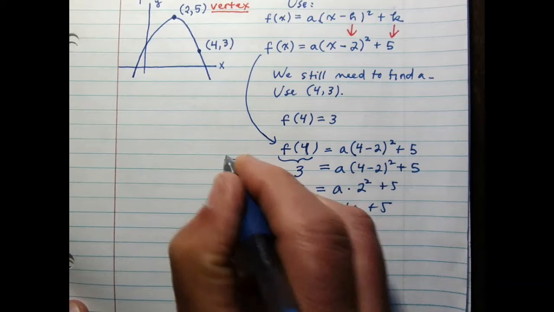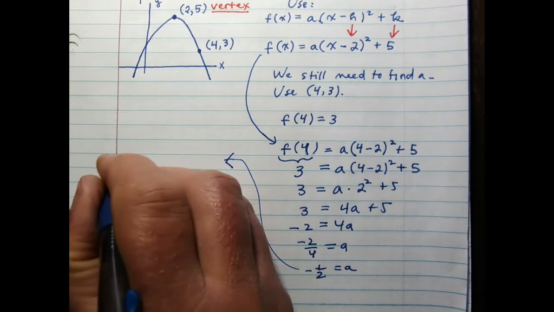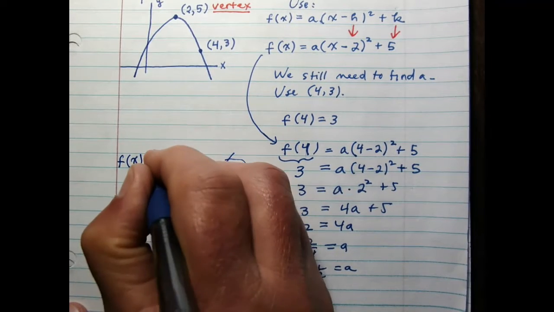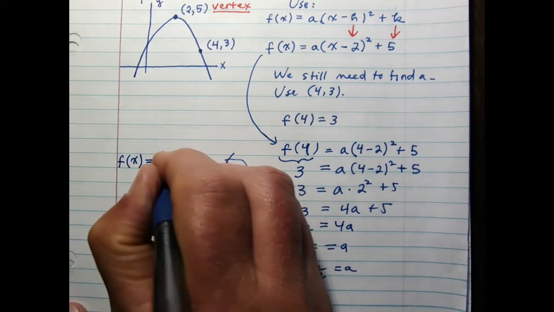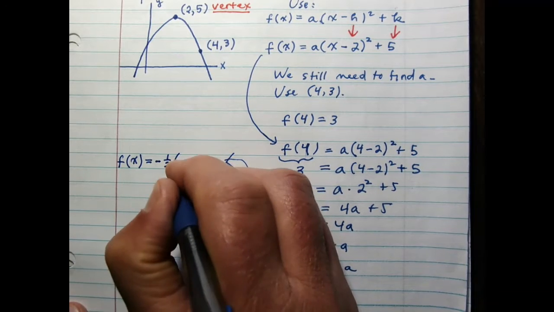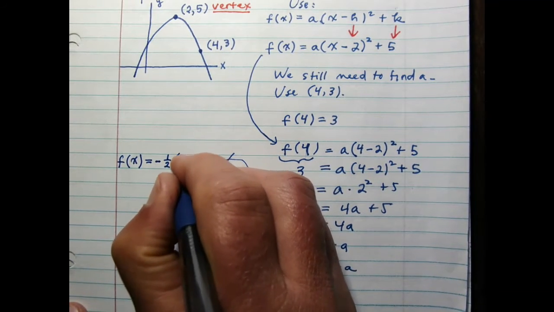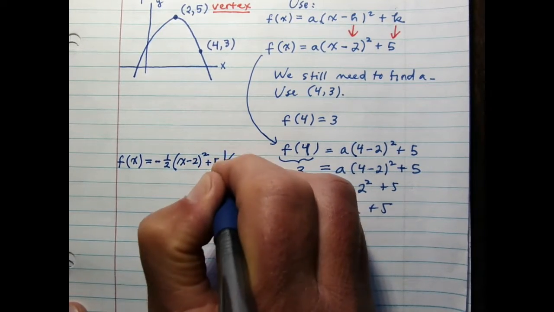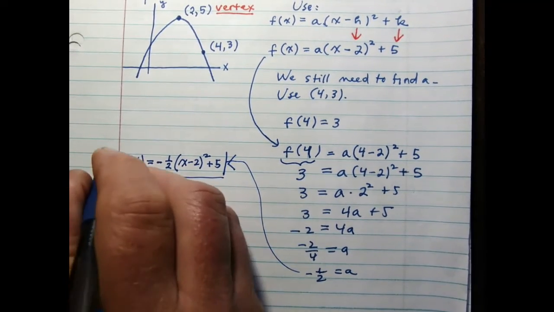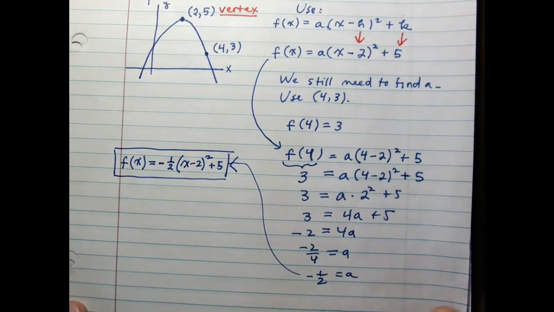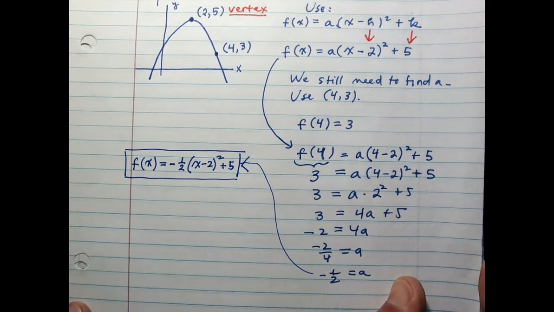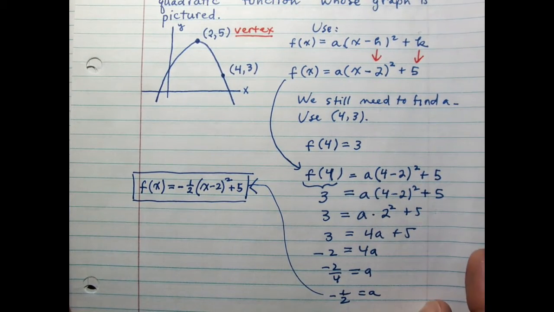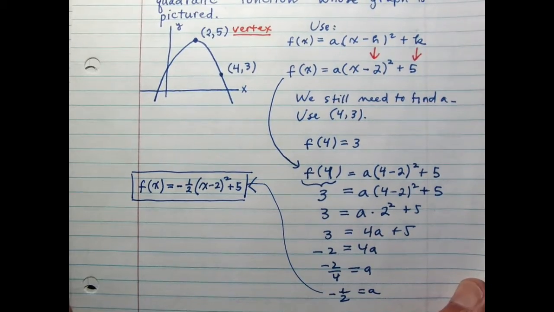So let's just go ahead and write our equation down, or formula, you could say, for the function. That's f of x equals negative a half times (x minus 2) squared plus 5. That's the answer. So that's, again, a formula for the pictured quadratic function graph.